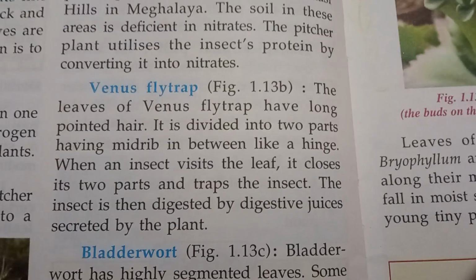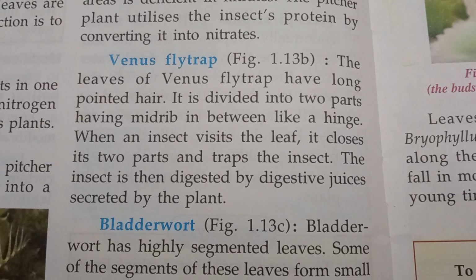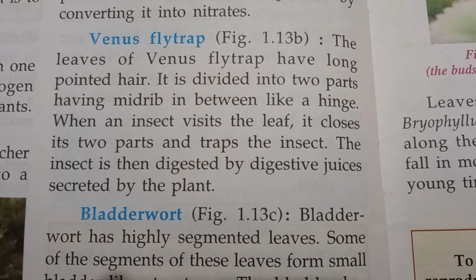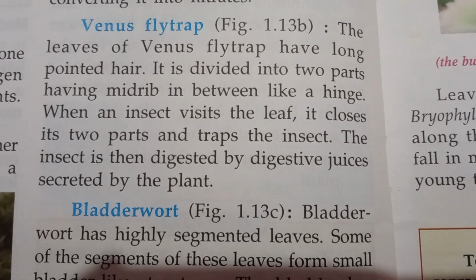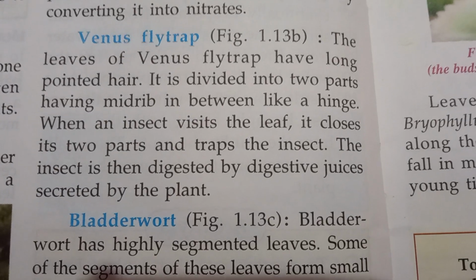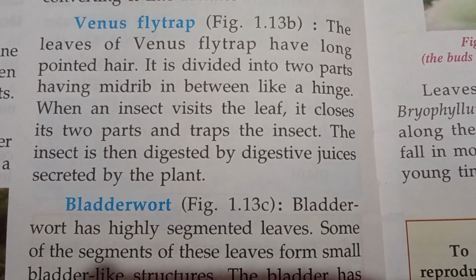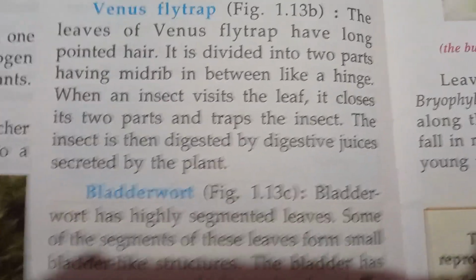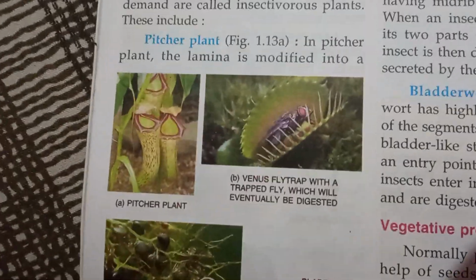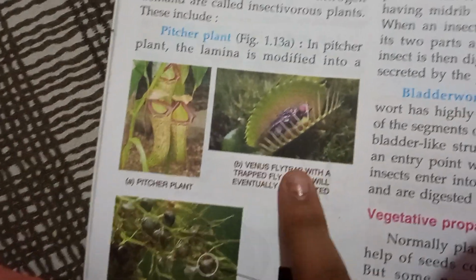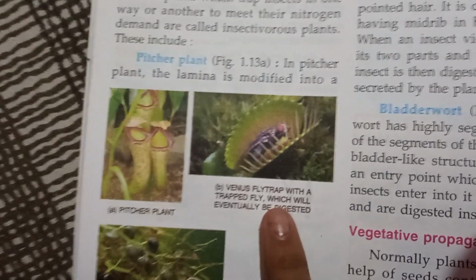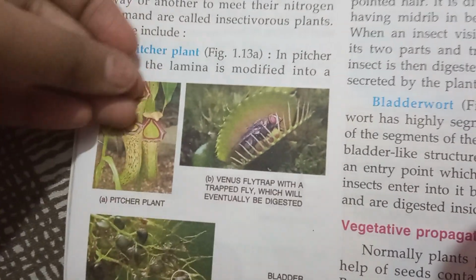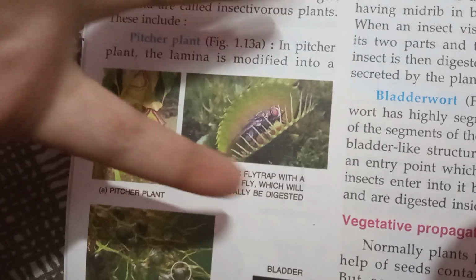The second one is Venus flytrap. The leaves of Venus flytrap have long pointed hair. The leaf is divided into two parts, with the midrib in between like a hinge. When an insect sits on the leaf, it closes its two parts and traps the insect. The insect is then digested by the digestive juices secreted by the plant. Here there are two diagrams for it. This is a Venus flytrap with a trapped fly which will eventually be digested. And this is a pitcher plant. It's so beautiful, right? It's so beautiful, but it is insectivorous.